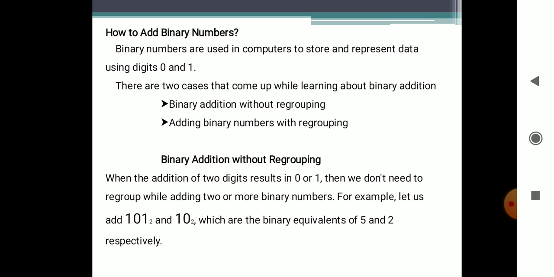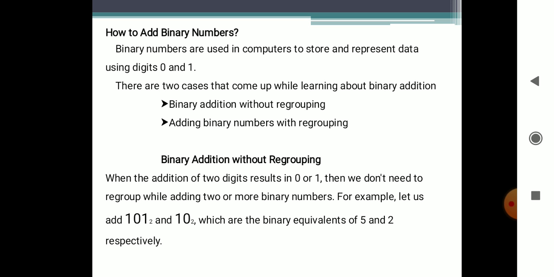Binary numbers are used in computers to store and represent data using digits 0 and 1, which we have learned already. And there are two cases that come up while learning about binary addition. The first one is binary addition without regrouping, and the second one is addition of binary numbers with regrouping.